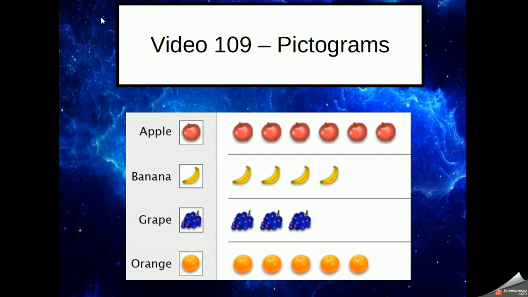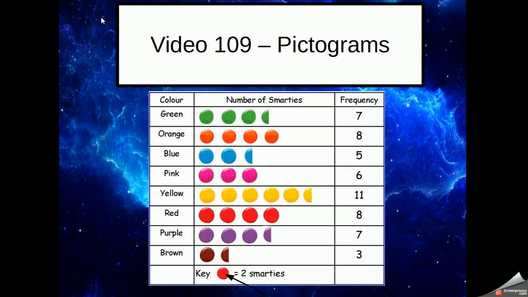But say, for instance, we interviewed people and asked them what their favourite fruit was, and then we used a picture to represent that. In this case, they've done one for an apple, one for a banana, one for grapes, and one for orange. And we can see that there's 6 apples, 6 people liked apples, 4 people like bananas, 3 people like grapes, and 5 people liked orange. Simple enough.